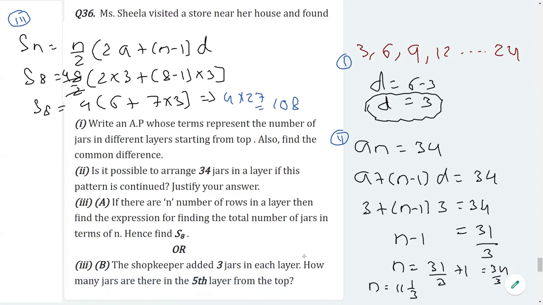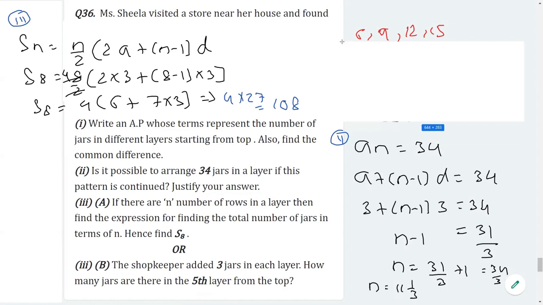Okay, so if we keep on adding 3 to this, we are going to get an AP again, but it should be different. Instead of 3, it will be 3 plus 3, 6. Instead of 6, it is 6 plus 3, which is 9. This plus 3 is 12. This plus 3 is 15, and so on. So what we can say now, if you have to find, like I'm doing here, the next part.